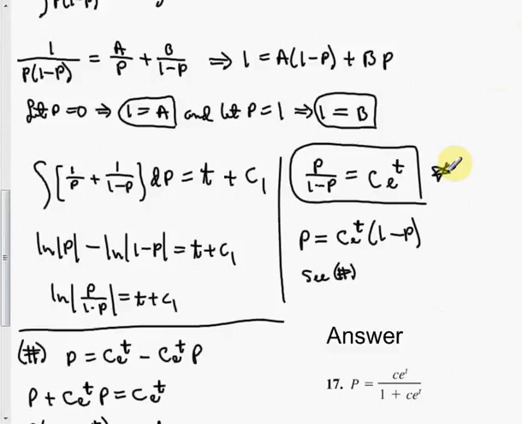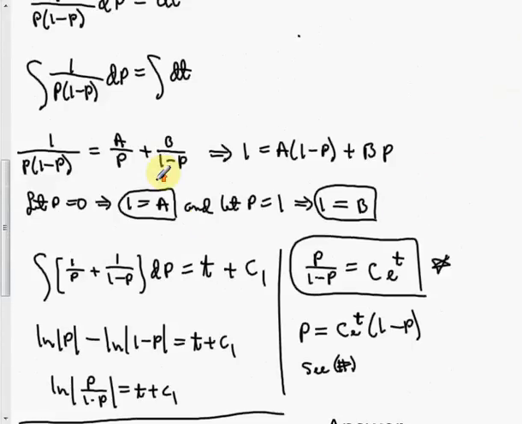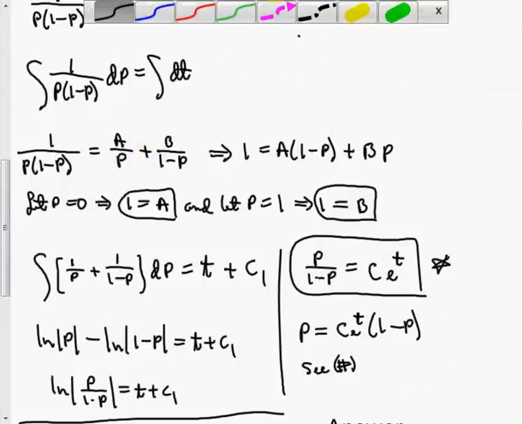Integration on which one? This part right here. Okay, 1 over p times 1 minus p. You see how we broke that down? That was by partial fractions. Right? Did you get that part? Okay.